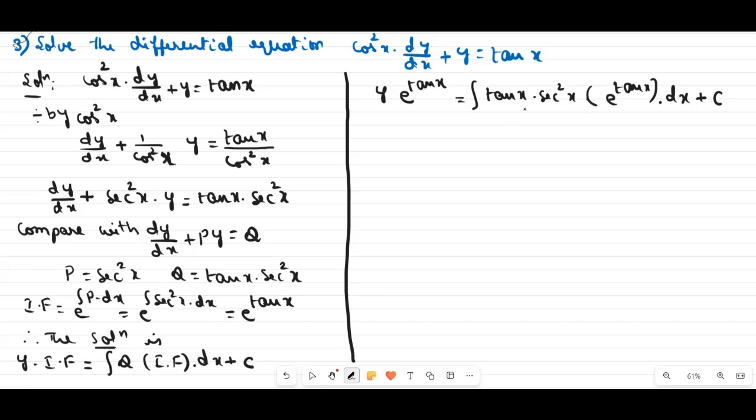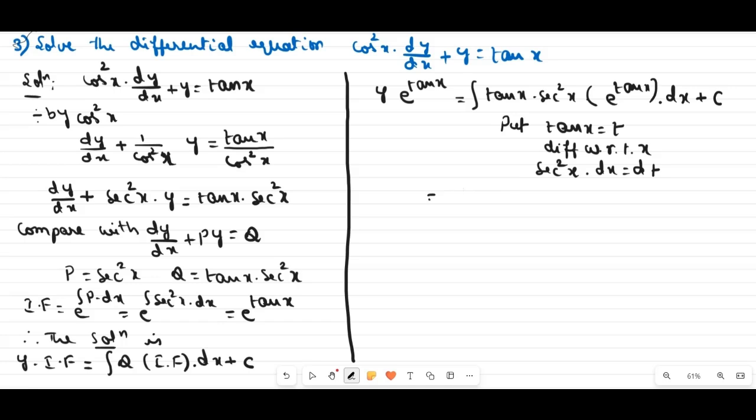Now see here, we can't integrate this whole term directly, so we must apply some method of integration. What method can we apply here? Tan x is there, secant square x is there, e to the power of tan x is there. There are three terms, but we know the derivative of tan x is secant square x. So we can apply the substitution method by putting tan x equals t. Differentiate with respect to x: the derivative of tan x is secant square x, so secant square x dx is equal to dt.